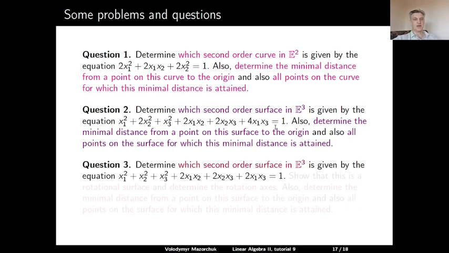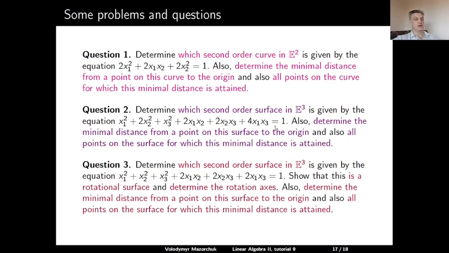Question 3. Determine which second-order surface in E3 is given by the equation x1 squared plus x2 squared plus x3 squared plus 2x1x2 plus 2x2x3 plus 2x1x3 is equal to 1. Show that this is a rotational surface and determine the rotation axis. Also, determine the minimal distance from a point on the surface to the origin, and also all points on the surface for which this minimal distance is attained.